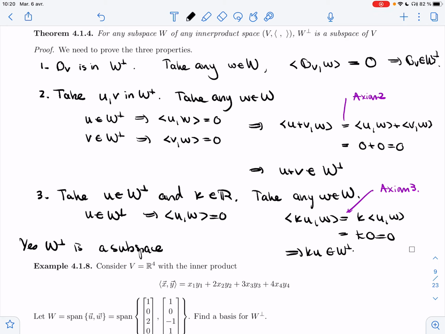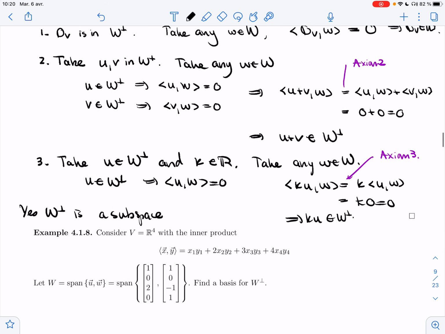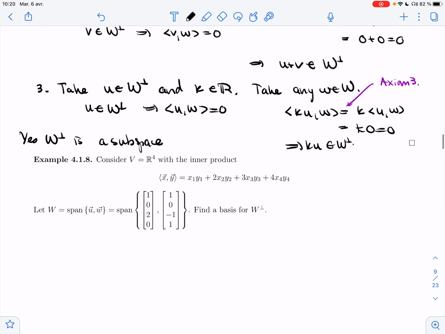Good. As soon as we talk about subspaces, we're going to start talking about bases, and we're going to start talking about coordinate vectors and all of this. So that's what we'll start doing now.